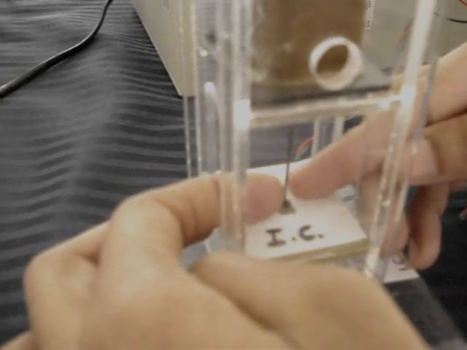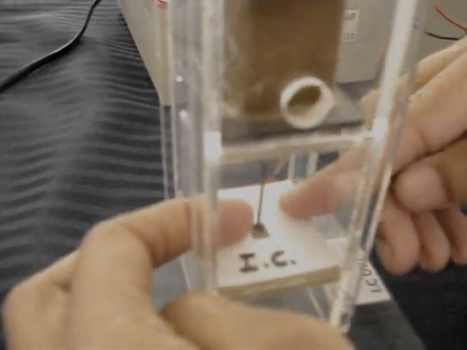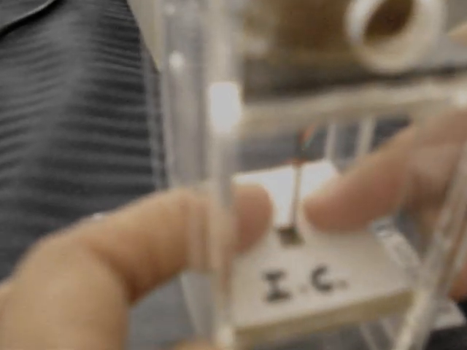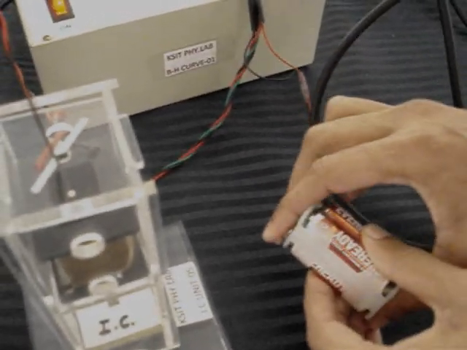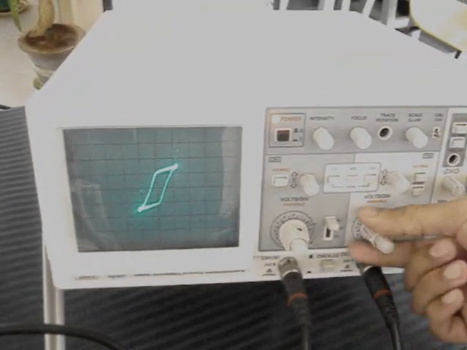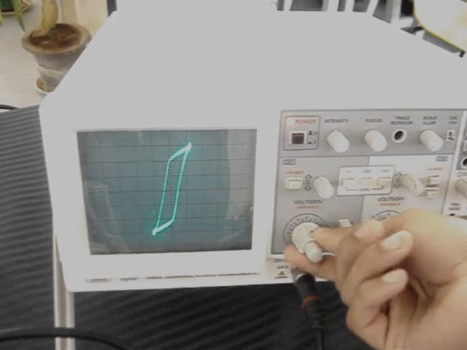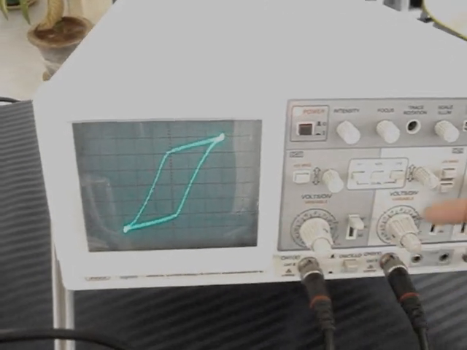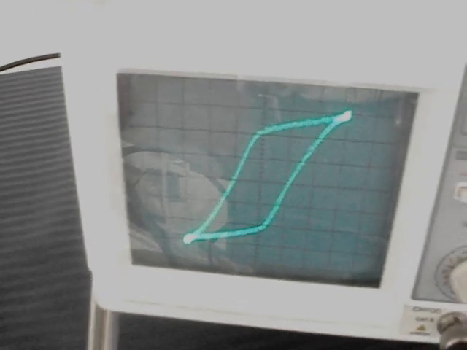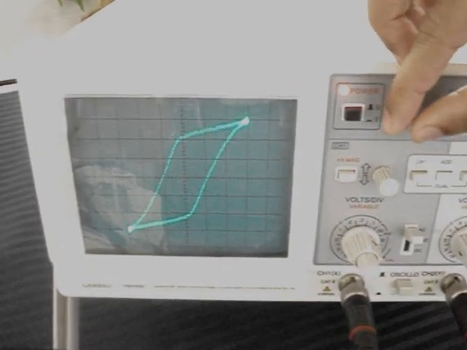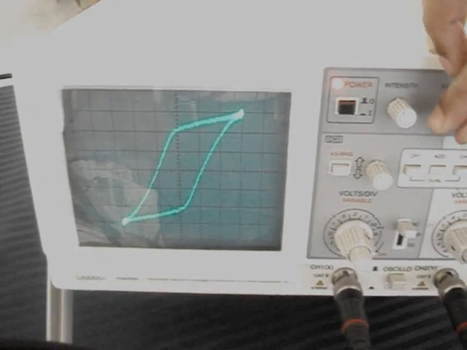The IC helps to read the induced magnetic field, and the IC has to be connected to the battery. Once the battery is connected, we can see the hysteresis curve on the CRO. We can adjust the volts per division to get a very good hysteresis curve. Adjust the focus and the intensity to make the image clear.